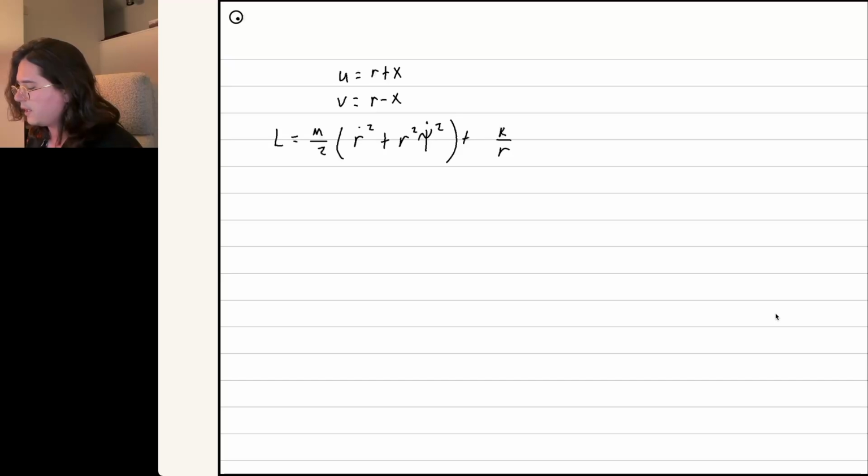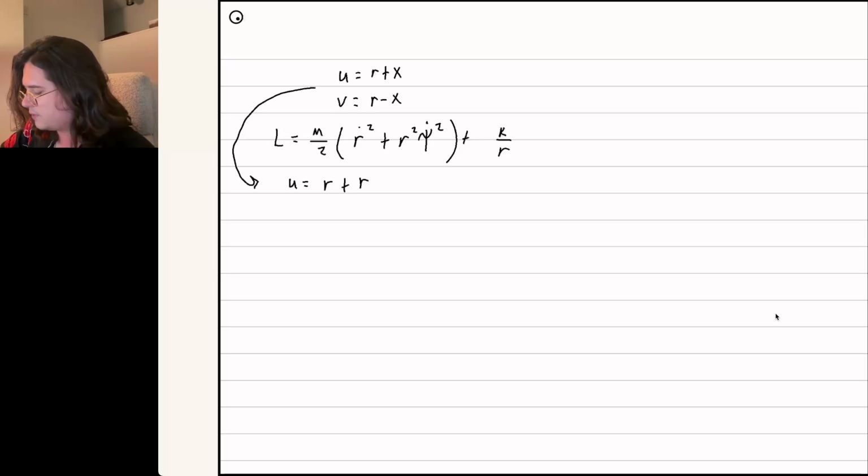So we're going to have to solve for r and psi in these new variables u and v. To do this, assuming that x is like the x position of the thing in its orbit, we can rewrite these as r plus r cosine psi and r minus r cosine psi, making the substitution of x equals r cosine psi. I don't think that's too egregious.